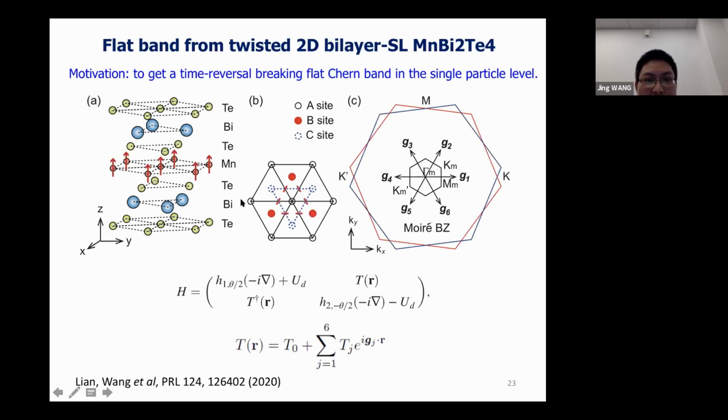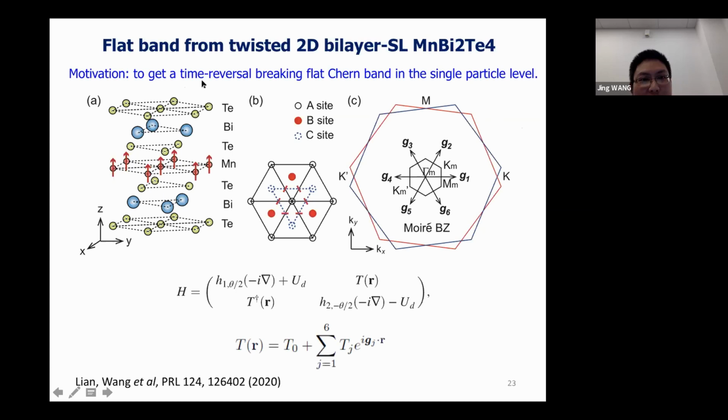So what's the motivation? The motivation is to get a time-reversal breaking flat Chern band at the single particle level. Because for twisted bilayer graphene, you get an almost perfect flat band, and you get superconductivity, or you also get a quantum anomalous Hall effect. But at the single particle level, the Chern number is not a valid Chern number, because the system is time-reversal invariant. So to get nontrivial, strongly interacting physics, we would like to get the time-reversal breaking flat Chern band at the single particle level.